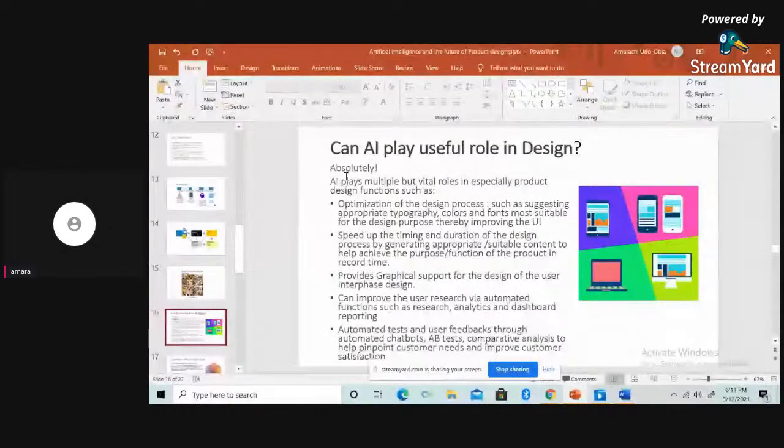Another way AI plays a key role in design is that it provides graphical support for the design of the user interface.